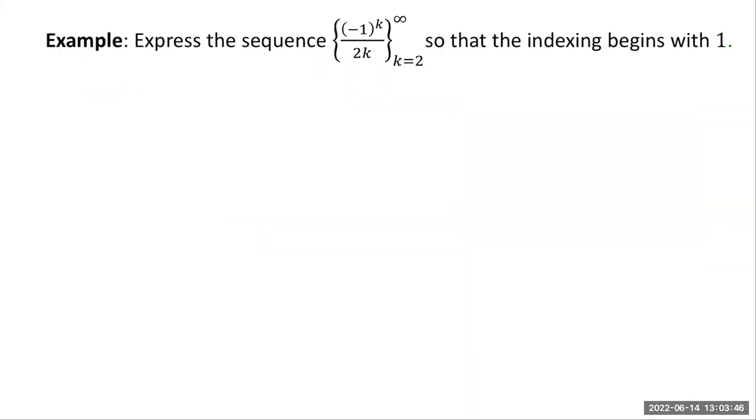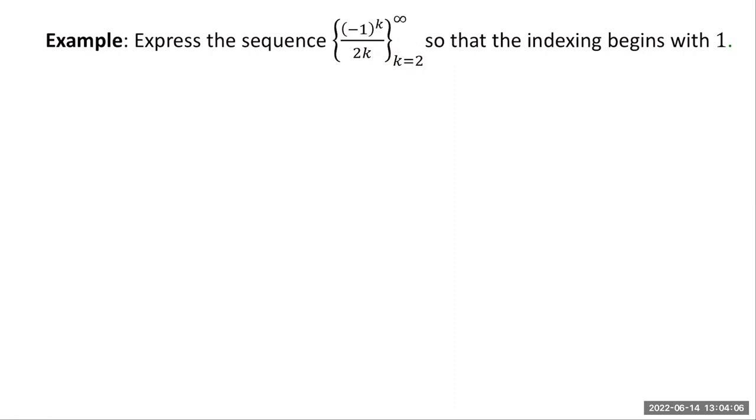All right, here is the next example that I want to go over. Express this given sequence so that the indexing begins with 1. In the given sequence, indexing begins with 2, right? But we want indexing to begin with 1. How do you handle this?